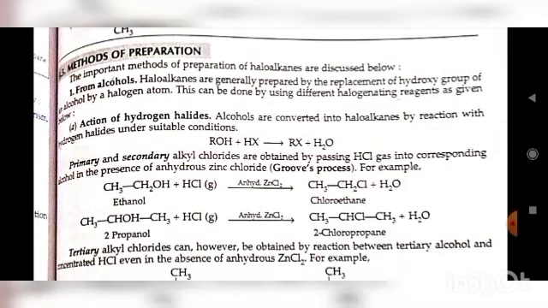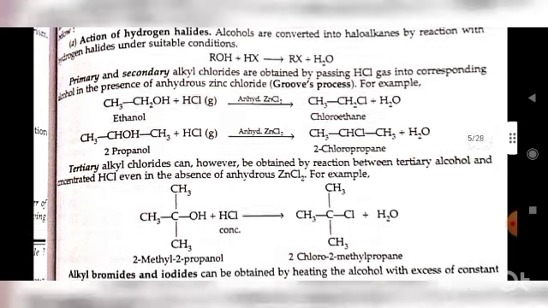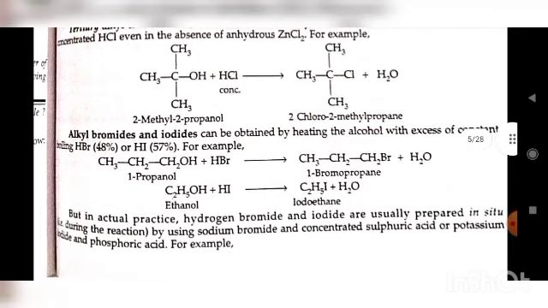Primary and secondary alkyl chlorides are obtained by passing HCl gas into the corresponding alcohol in the presence of anhydrous zinc chloride. For example, ethanol with HCl gives chloroethane and water. 2-propanol with HCl in the presence of anhydrous zinc chloride gives 2-chloropropane plus water. Tertiary chlorides can, however, be obtained by the reaction between the tertiary alcohol and concentrated HCl even in the absence of anhydrous zinc chloride. For example, 2-methyl-2-propanol with concentrated HCl gives 2-chloro-2-methylpropane plus water.